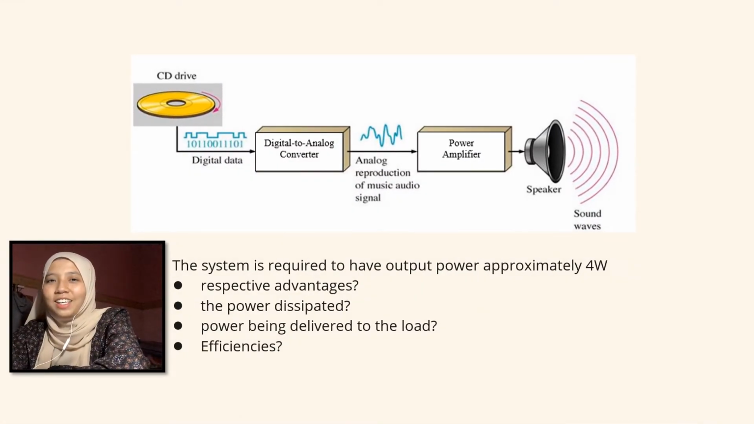Our task is to design a Class AB amplifier for a CD player system with a 6 ohm speaker. The system is required to have approximately 4 watts, and from the design circuit, we need to determine the advantages, the power dissipated, the useful power being delivered to the load, and their efficiency.